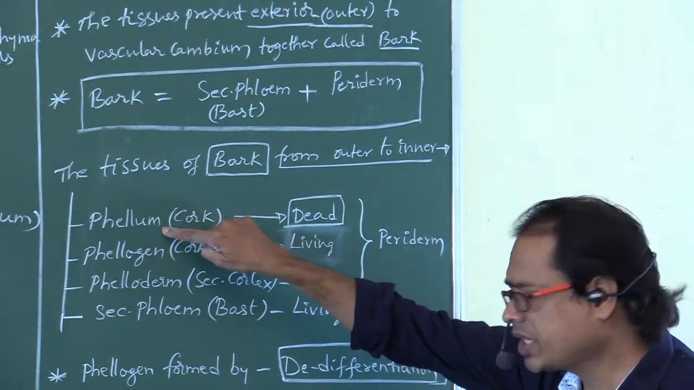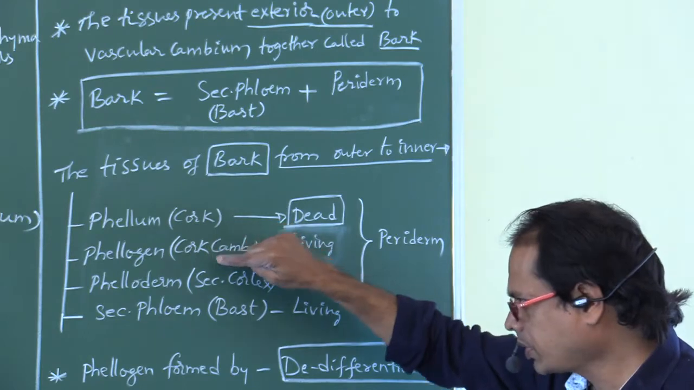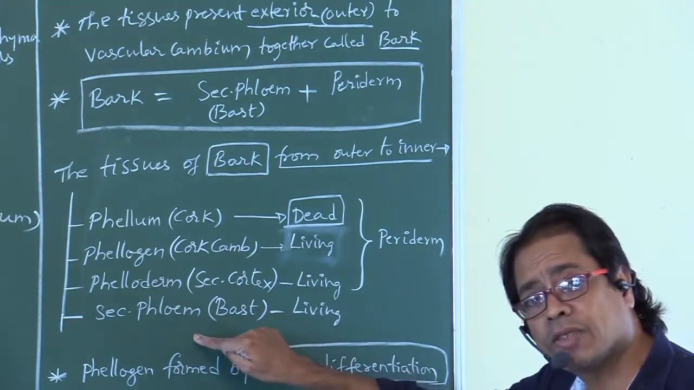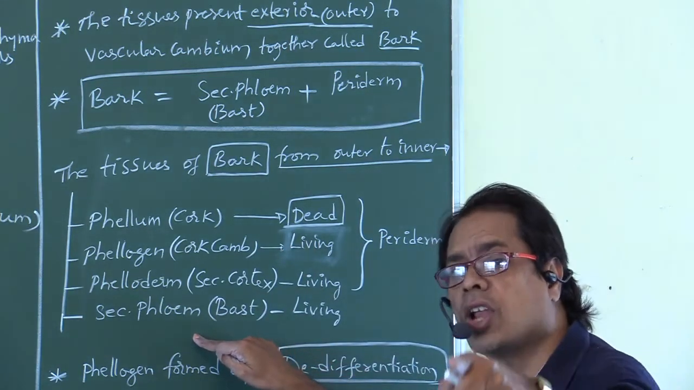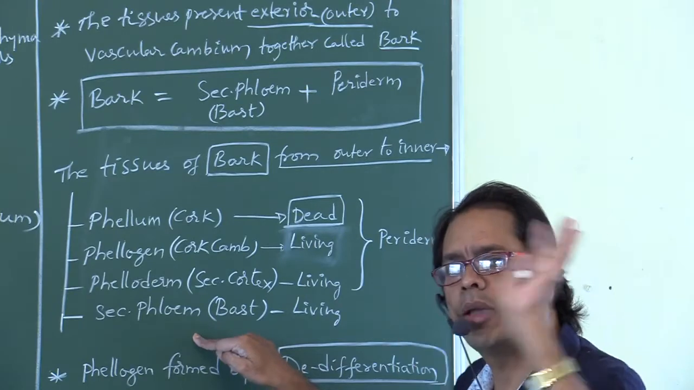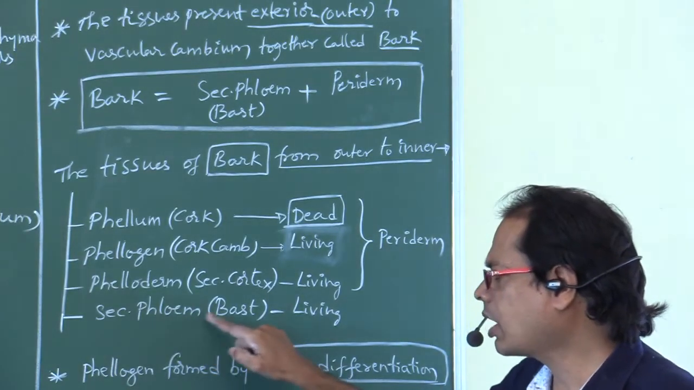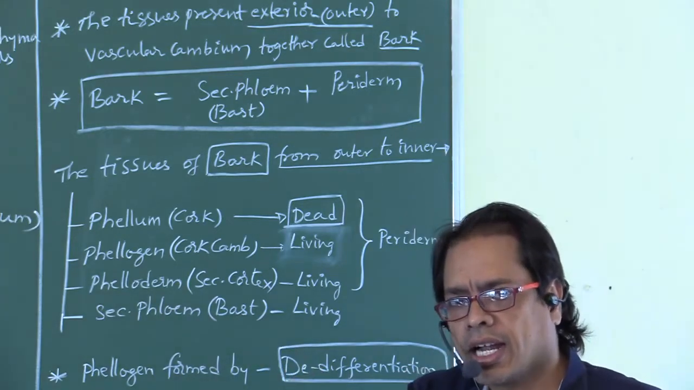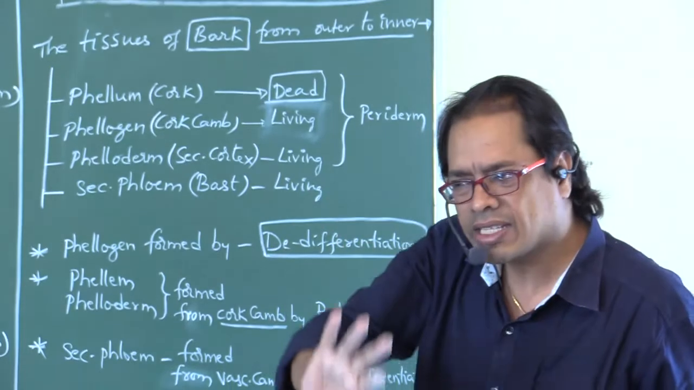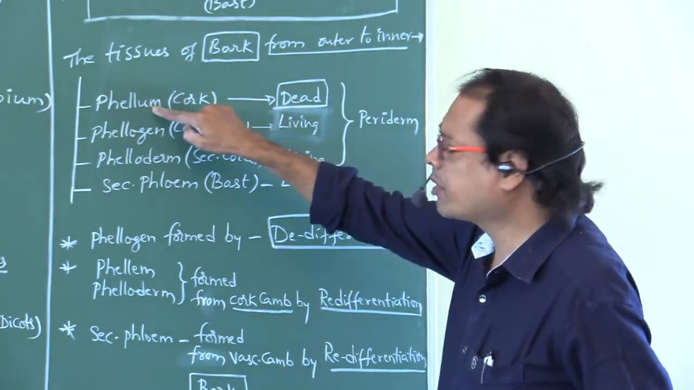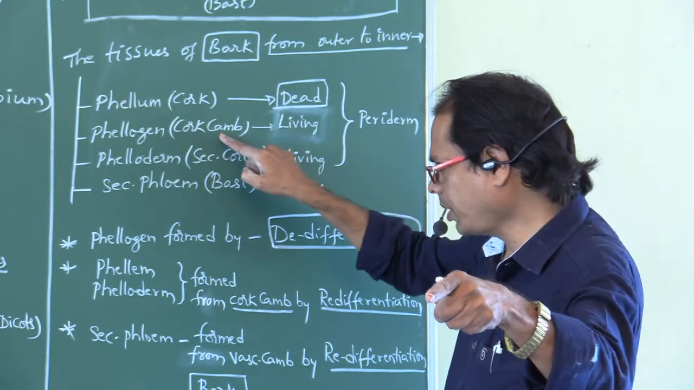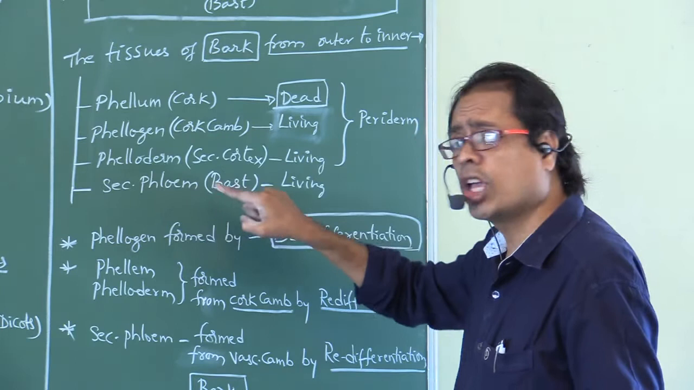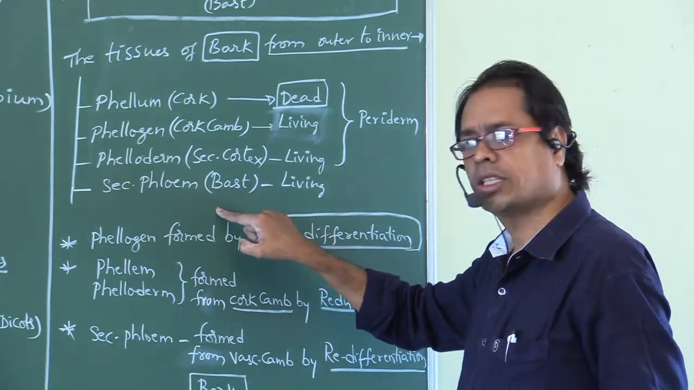Phellum is formed from cork cambium. Phelloderm is formed from cork cambium. Secondary phloem is formed from vascular cambium, but not from cork cambium. Secondary phloem, also called bast, is formed from vascular cambium. Vascular cambium produces secondary phloem towards the outer side and secondary xylem towards the inner side. So phellum is formed from cork cambium, phelloderm is formed from cork cambium, and secondary phloem is formed from vascular cambium.